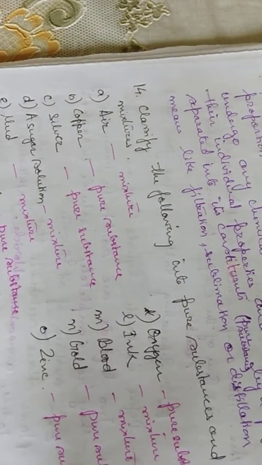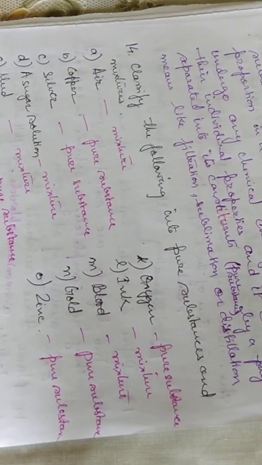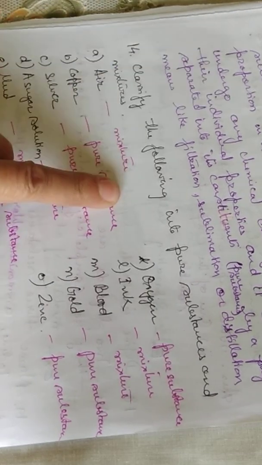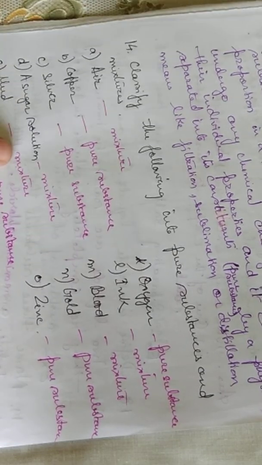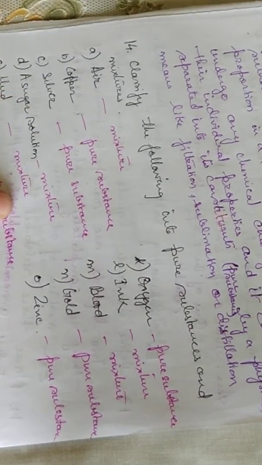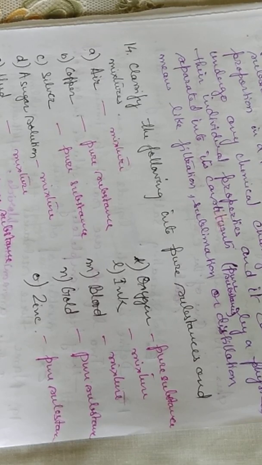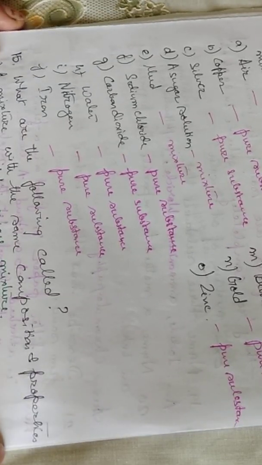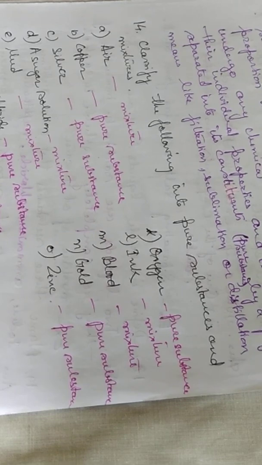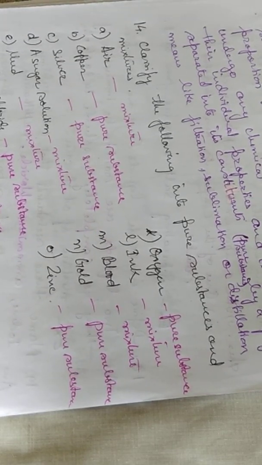Now classify the following into pure substances and mixtures. Air is a mixture. Copper is a pure substance. Silver is a pure substance. A sugar solution is a mixture. Mud is a mixture. Sodium chloride is a pure substance. Carbon dioxide is a pure substance. Water is a pure substance. Nitrogen is a pure substance. Iron is a pure substance. Oxygen is a pure substance. Ink is a mixture. Blood is a mixture. Gold is a pure substance and zinc is a pure substance.